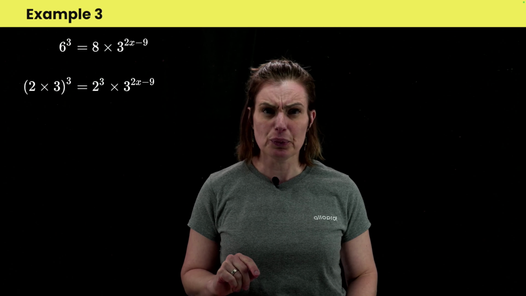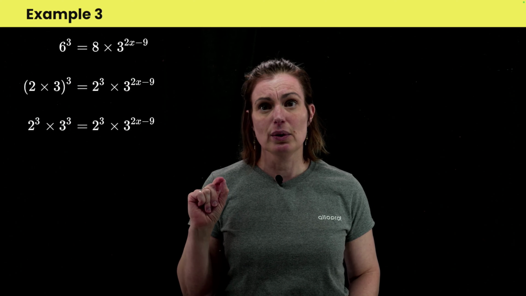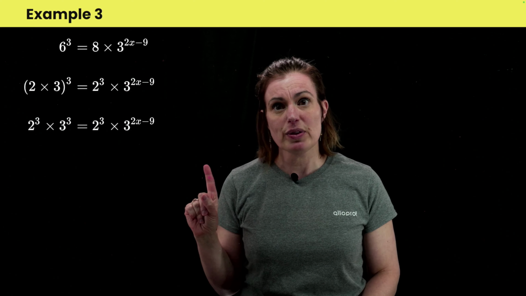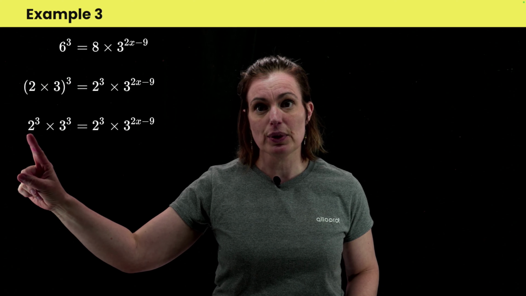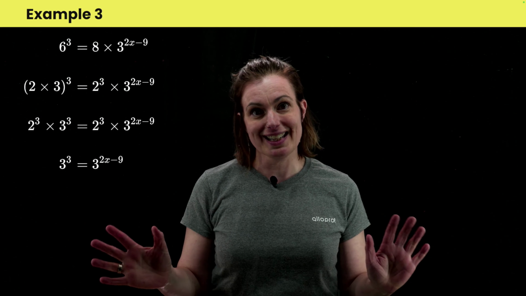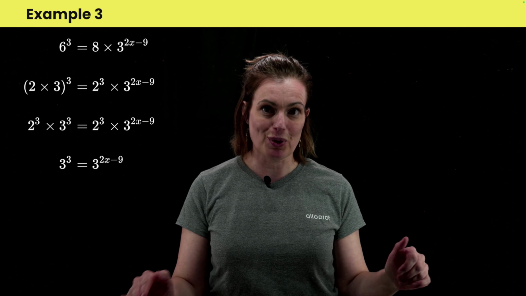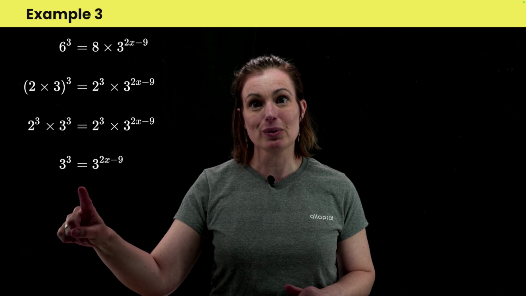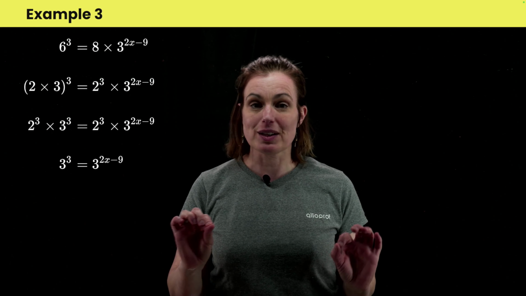The reason that I converted the 8 was for this. Once I distribute that 3, I now have 2 to the exponent 3 on the left side, and I also have 2 to the exponent 3 on the right side, and that allows me to cancel out the 2 exponent 3 on both sides. So now we have no more 2 exponent 3, and I have this common base. 3 to the exponent 3 is now equal to 3 to the exponent 2x minus 9.